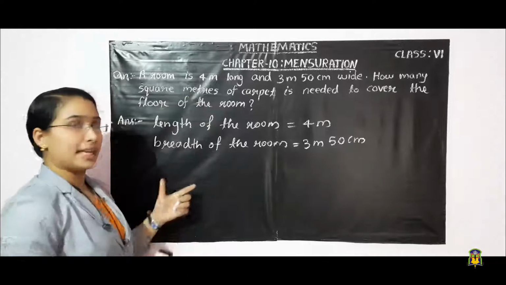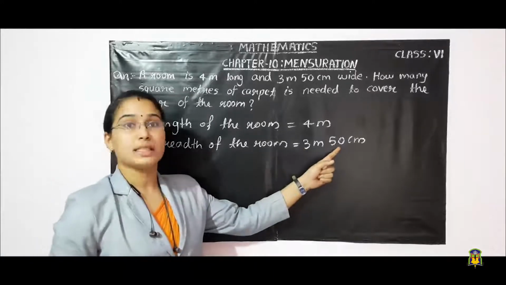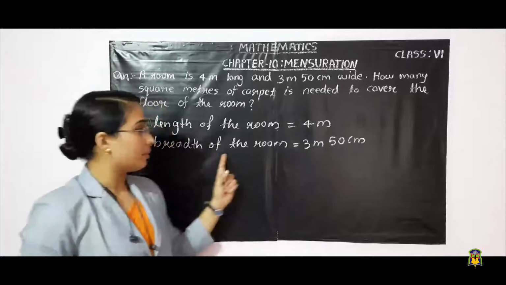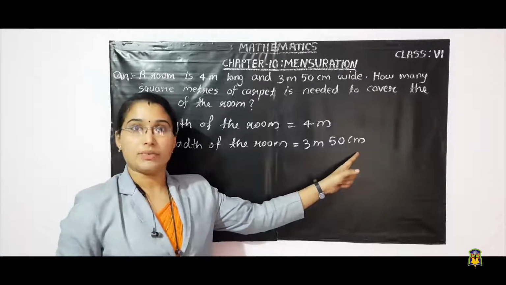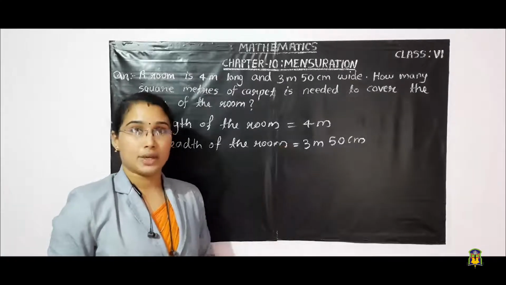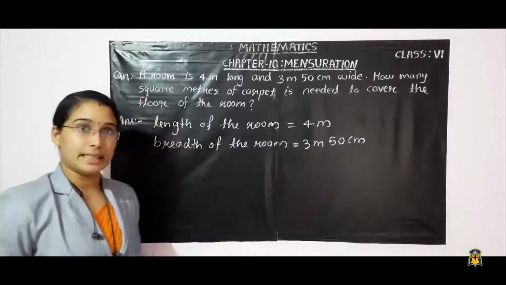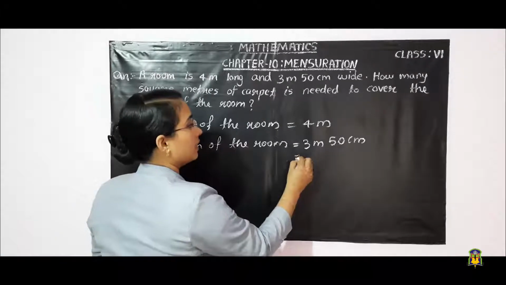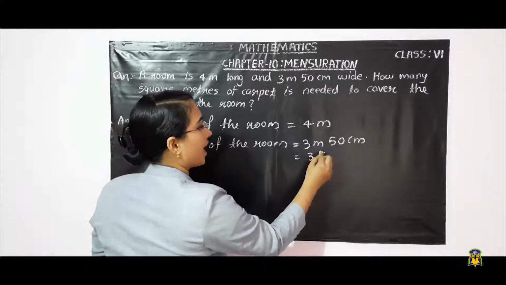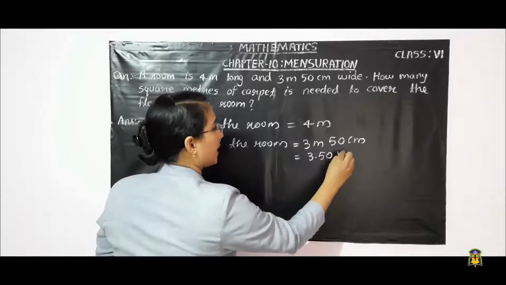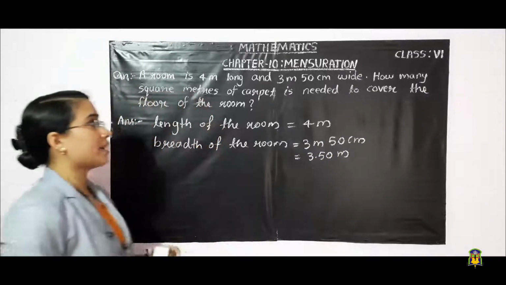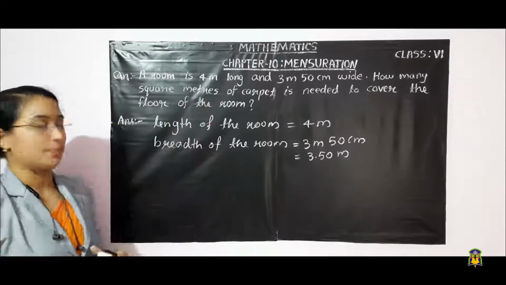Before finding area, first we want to convert this unit because here the breadth is given in 2 units. We want to convert it into the bigger unit. That means this 50 centimeter we can convert into meter. So it becomes 3.50 meter.